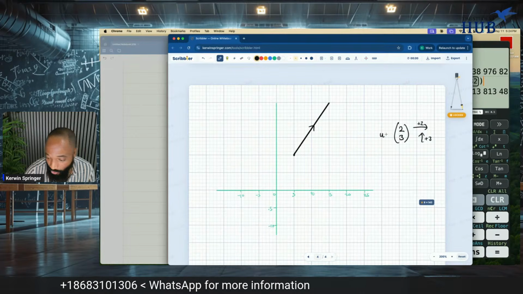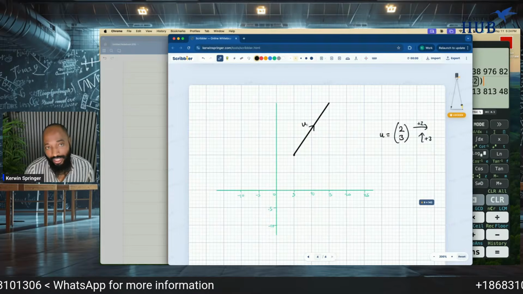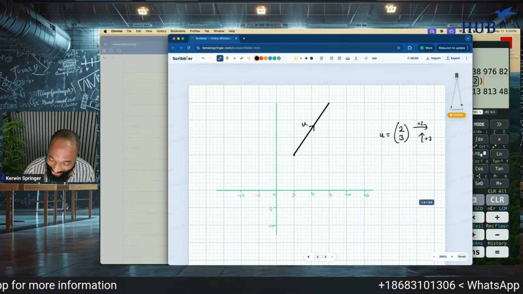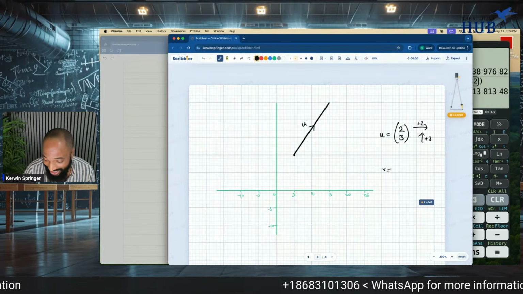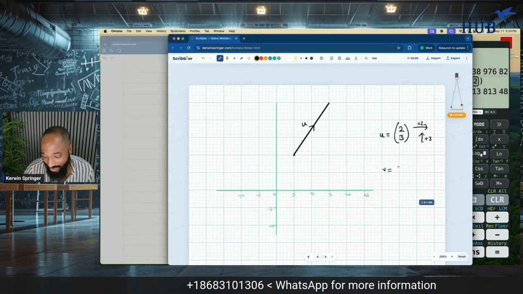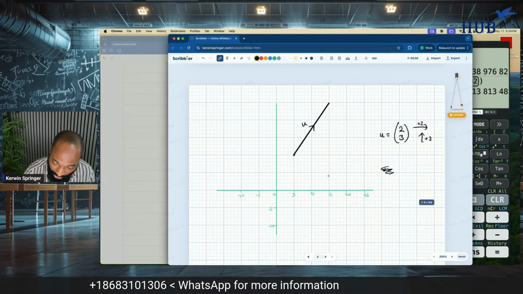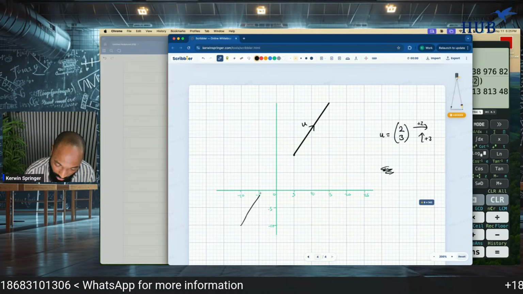I could call it vector U if I want. That's U, right? Have you all understood that? I could also have a vector V. I could also have a vector U situated here. Let's say I go across 2 and I go up 3.